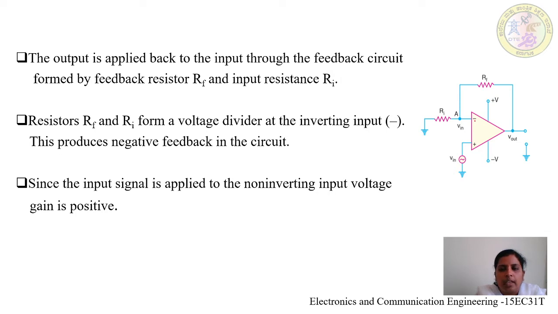Since we are applying the input to the non-inverting terminal, the gain is positive. So in a non-inverting amplifier, the voltage gain is positive, whereas in an inverting amplifier the gain is negative. In the non-inverting amplifier the gain is positive, which means the waveform is not inverted. Whereas in the inverting amplifier, when we give the input, there is a 180 degree phase shift.